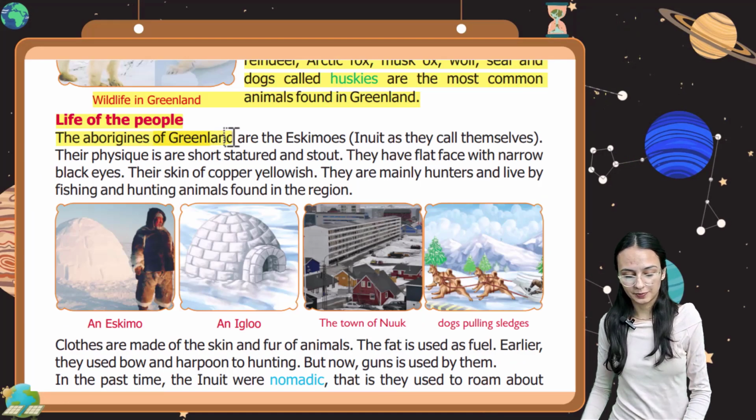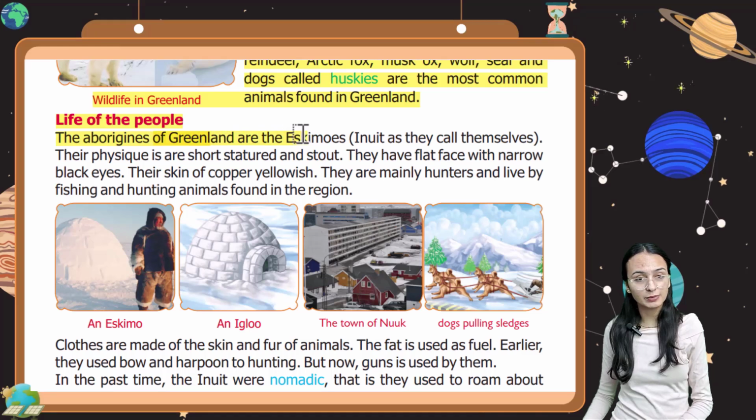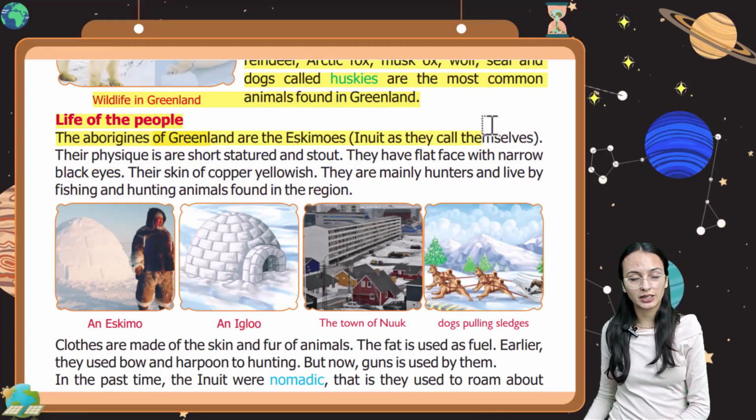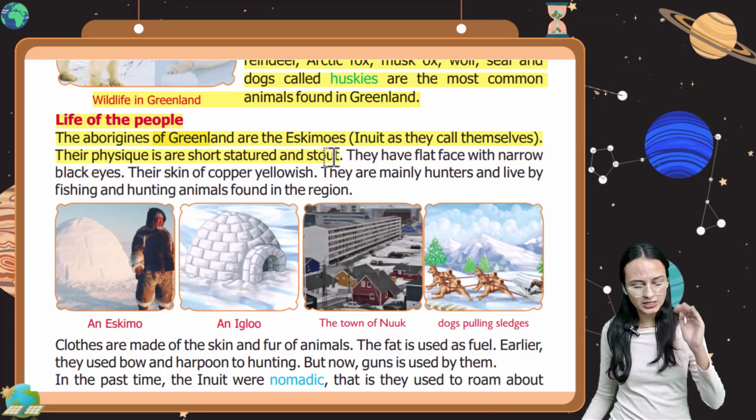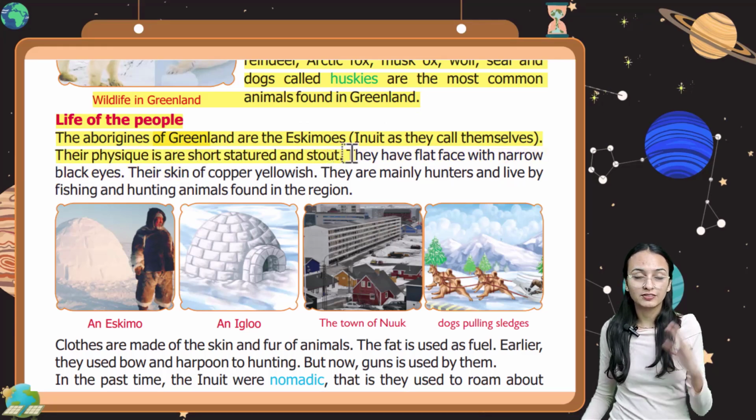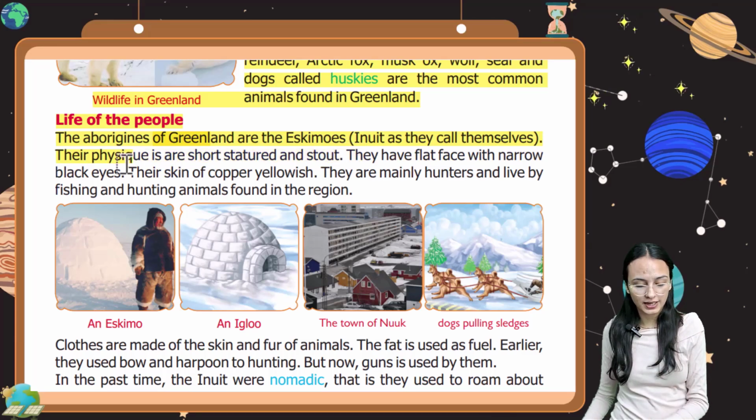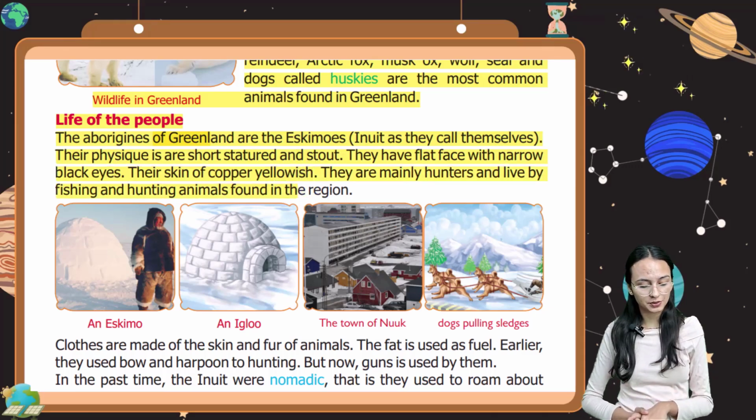Life of the people there. The aborigines of Greenland are Eskimos, Inuits as they call themselves. Their physique is, they are short-statured, like they are short. They have flat face with narrow black eyes. Their skin is of copper yellowish color. They are mainly hunters and live by fishing and hunting animals found in their region.